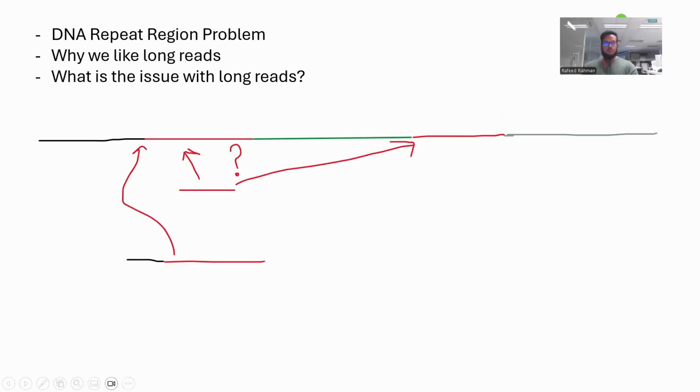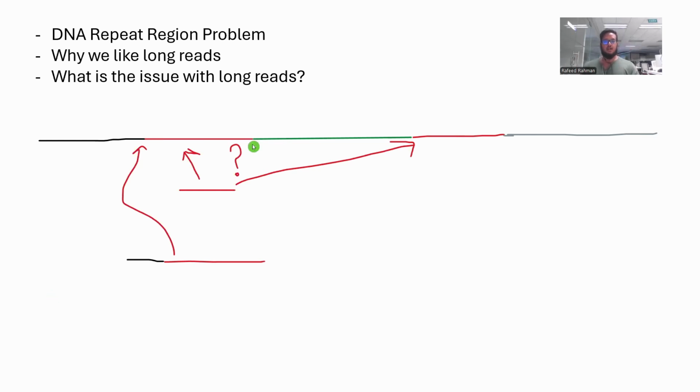Now I want to talk about the problem of DNA repeat regions. As I said before, it is very problematic. Think about this line as your entire genome or DNA. You can see there is one black segment, one green segment, one gray segment, which is cool. But there are also two red segments. Assume that these red segments have exactly the same string. Suppose here you have AATTCC. Here you will also have AATTCC. This is what repeat regions are all about.